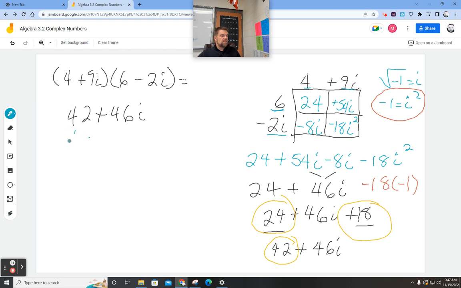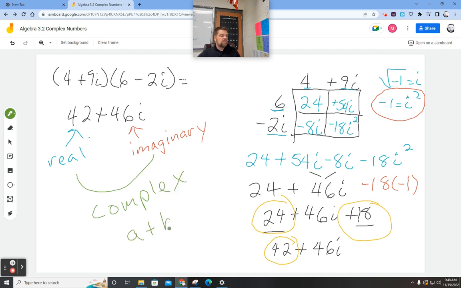Remember that this is the real component of the complex number, and this is the imaginary component of the complex number. And those two things combined, this is a complex number written in the form a plus bi. Okay? And that's about all the time we have for today.